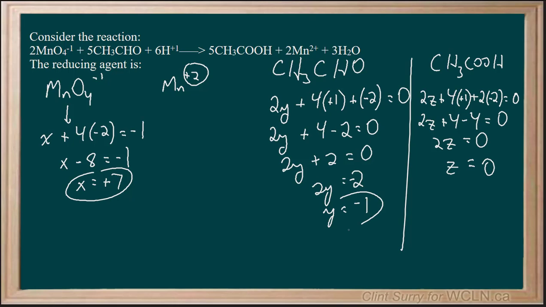As we can see here, we're going from minus 1 to 0. That's becoming more positive or less negative. Therefore, that is oxidizing, and that's what a reducing agent would be. So the specific species that's the reducing agent here is our CH3CHO.